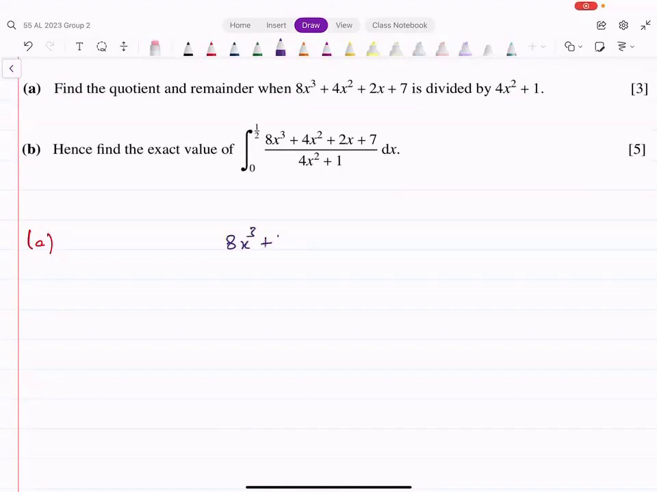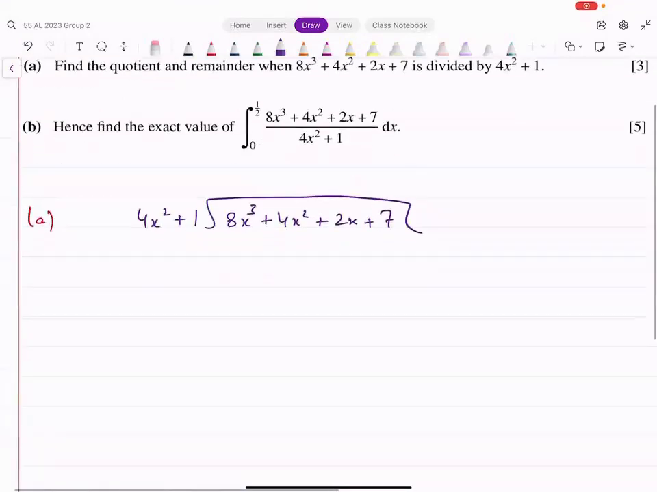8x cubed plus 4x squared plus 2x plus 7. This is what we have. Now this is divided by 4x squared plus 1. 4x squared वैसे multiply करेंगे पहले 2x के साथ. We get 8x cubed plus 2x. Now there's no x squared term here. आप दरम्यान में space छोड़ देंगे. I'll say this is 2x here. If you want, you can write 0x squared. That's also fine. तो आप लिख सकते हैं.